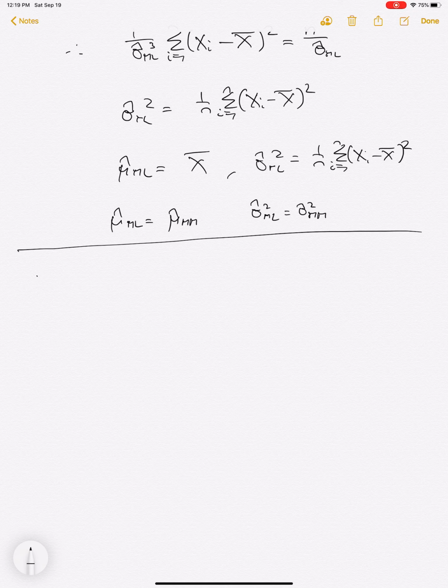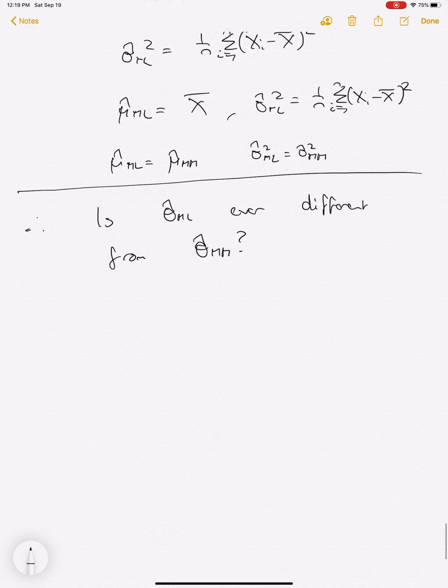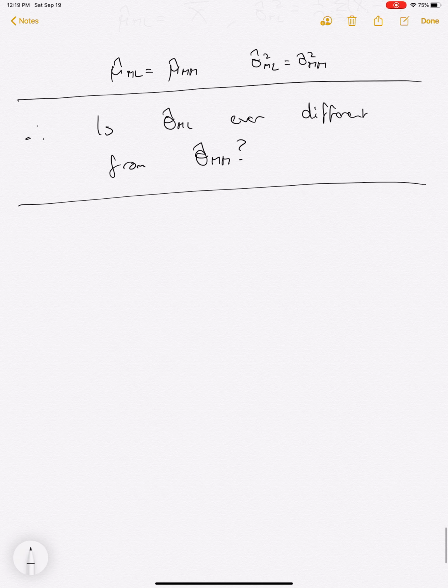So a natural question you might ask is, is theta hat ml ever different from theta hat mm? So is the maximum likelihood estimate ever different from the method of moments estimate? Obviously the reason we're going through all this is because there should at least be one example where that's the case. So let's see that. And so let's do a third and final example for the day.